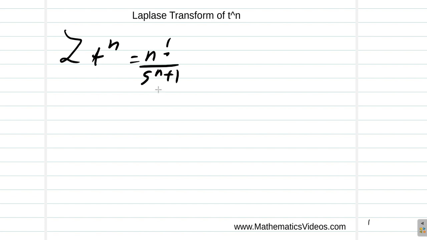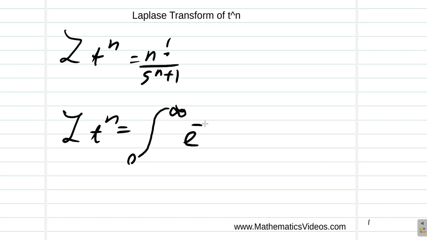Now, I think that understanding and appreciation are improved if you see where something comes from, whether it's from a general or a specific example. Alright? Let's do that. Now, the Laplace transform of t to the n would be the integral from 0 to infinity of e to the negative st t to the n. Alright?